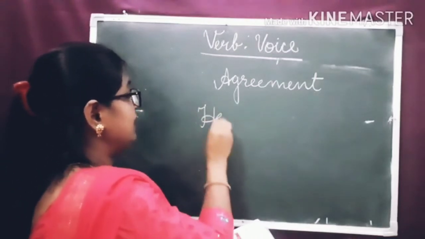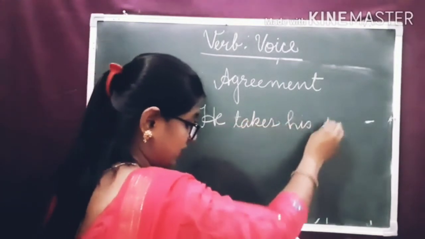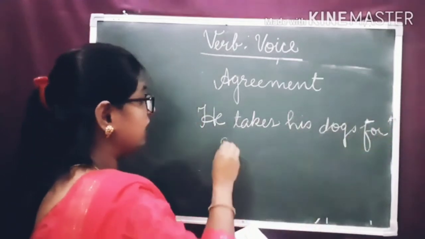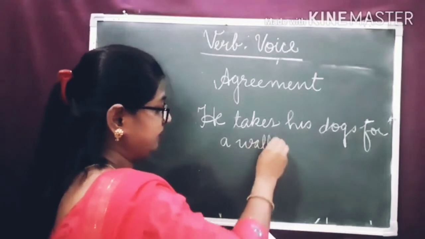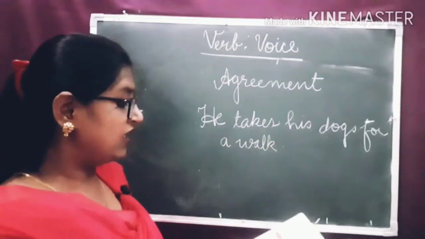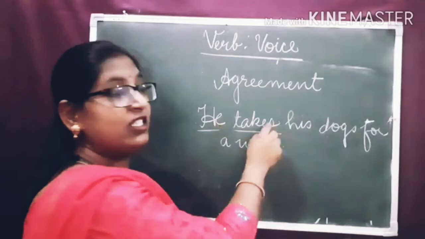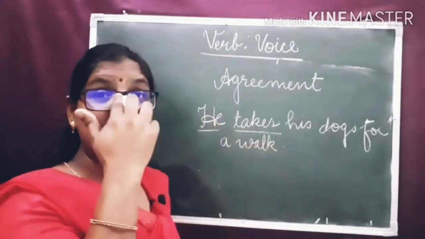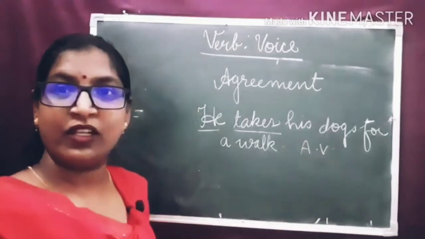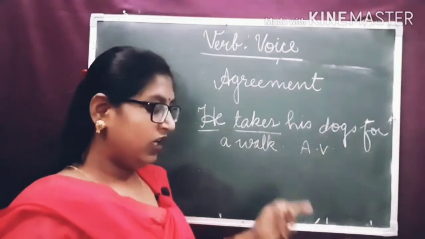For example, he takes his dogs for a walk. He takes his dogs for a walk. Dear children, here he is the subject, takes is the verb. The action of taking is performed by the subject. So the sentence is in active voice. The verb is in active voice. He takes his dogs for a walk.